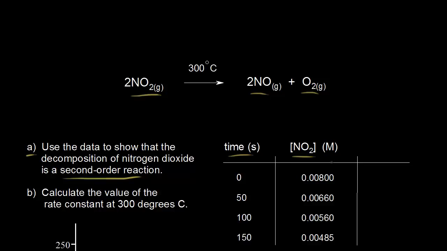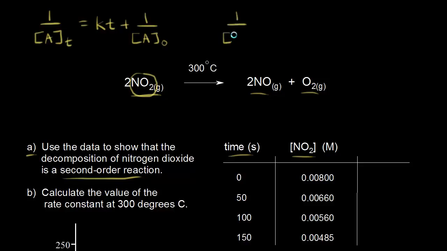To show this is a second-order reaction, we need to remember the integrated rate law from the previous video. So we found that 1 over the concentration of A is equal to the rate constant k times the time plus 1 over the initial concentration of A. So that's the integrated rate law for a second-order reaction. For our reaction, A is equal to NO2, so we can plug that in. So now we have 1 over the concentration of NO2 is equal to the rate constant k times the time plus 1 over the initial concentration of NO2.